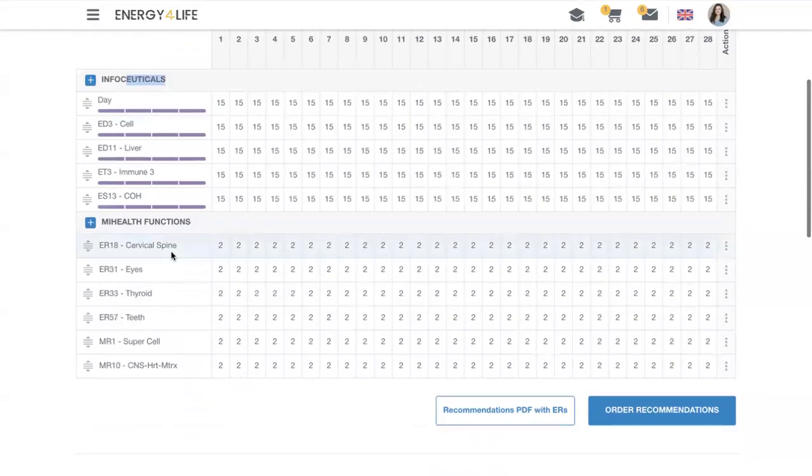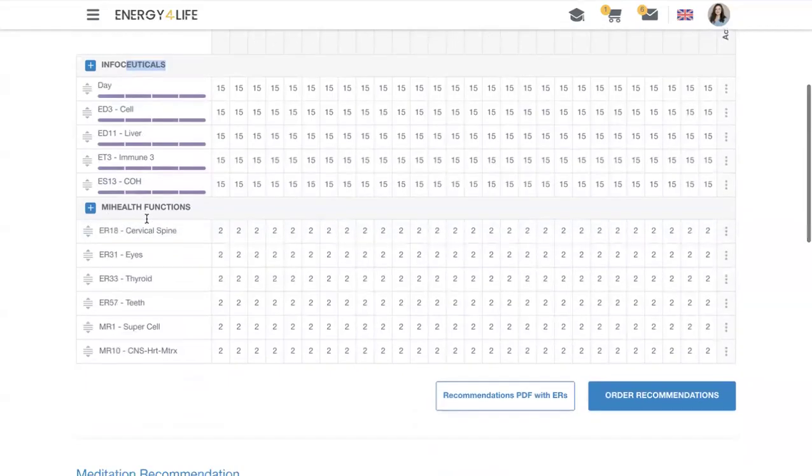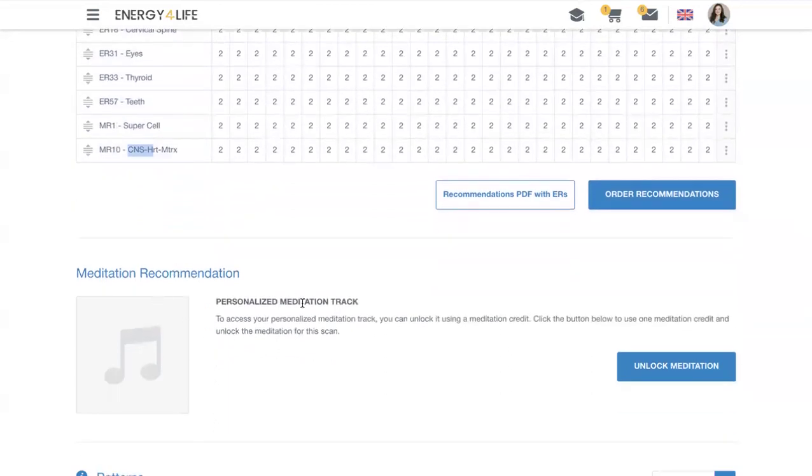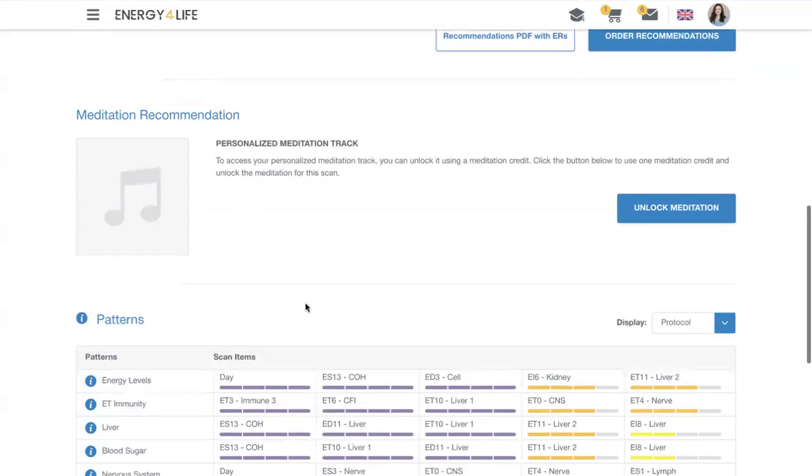So we can see here that the machine, which is wonderful, is saying that in order to treat these issues that are popping up, it's only 2 minutes per area. So that can be passed on by the body. So saying the spine, eyes, thyroid, teeth, recharging the cells, and then connecting the central nervous system to the heart matrix. You get a personalized meditation as well.